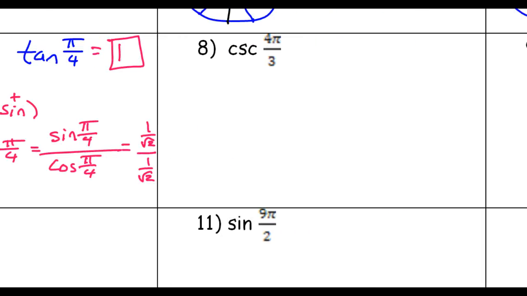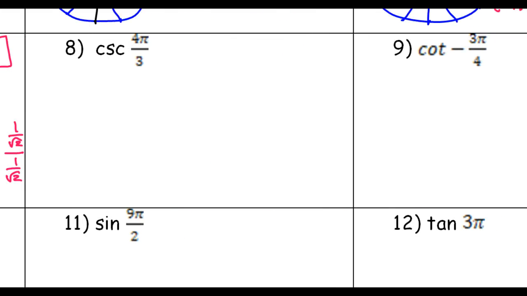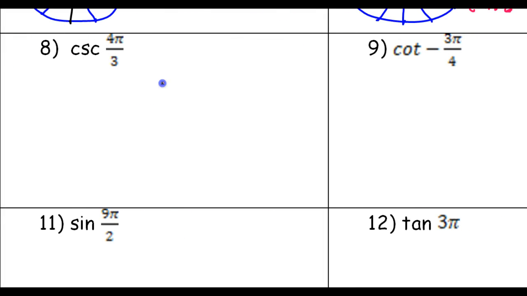Okay, let's see if I can get in a couple more examples on this video. So let's see, number 8. Cosecant. Cosecant is the reciprocal of the sine function. So let's start off by finding the sine of 4 pi over 3, and then we'll just do the reciprocal.